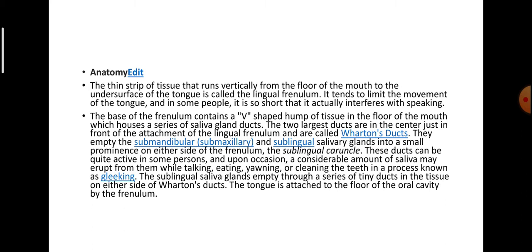The base of the frenulum contains a V-shaped hump of tissue in the floor of the mouth, which houses a series of salivary gland ducts. The two large ducts are in the center, just in front of the attachment of the lingual frenulum, and they are called Wharton's ducts. They empty the submandibular, or submaxillary, salivary glands into a small prominence on either side of the frenulum, called the sublingual caruncle.